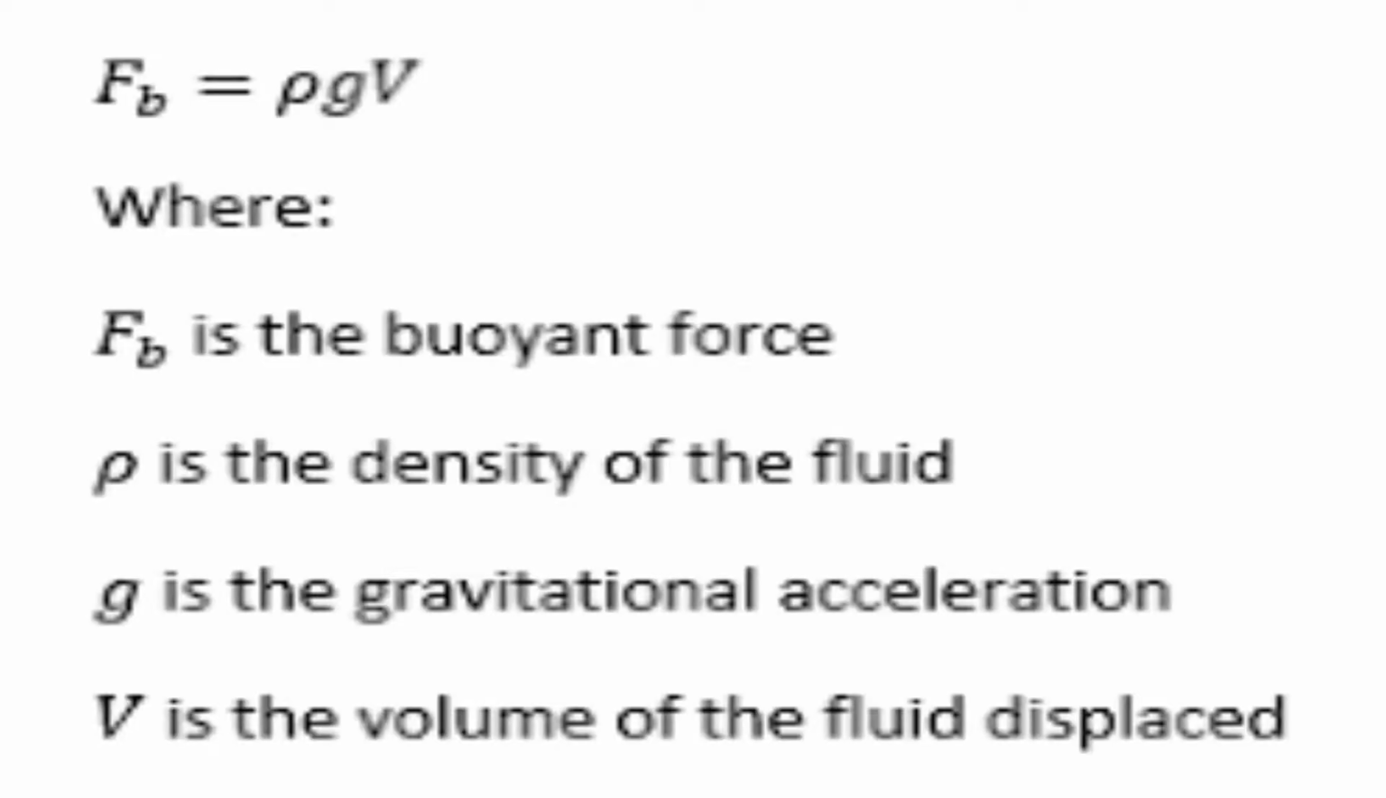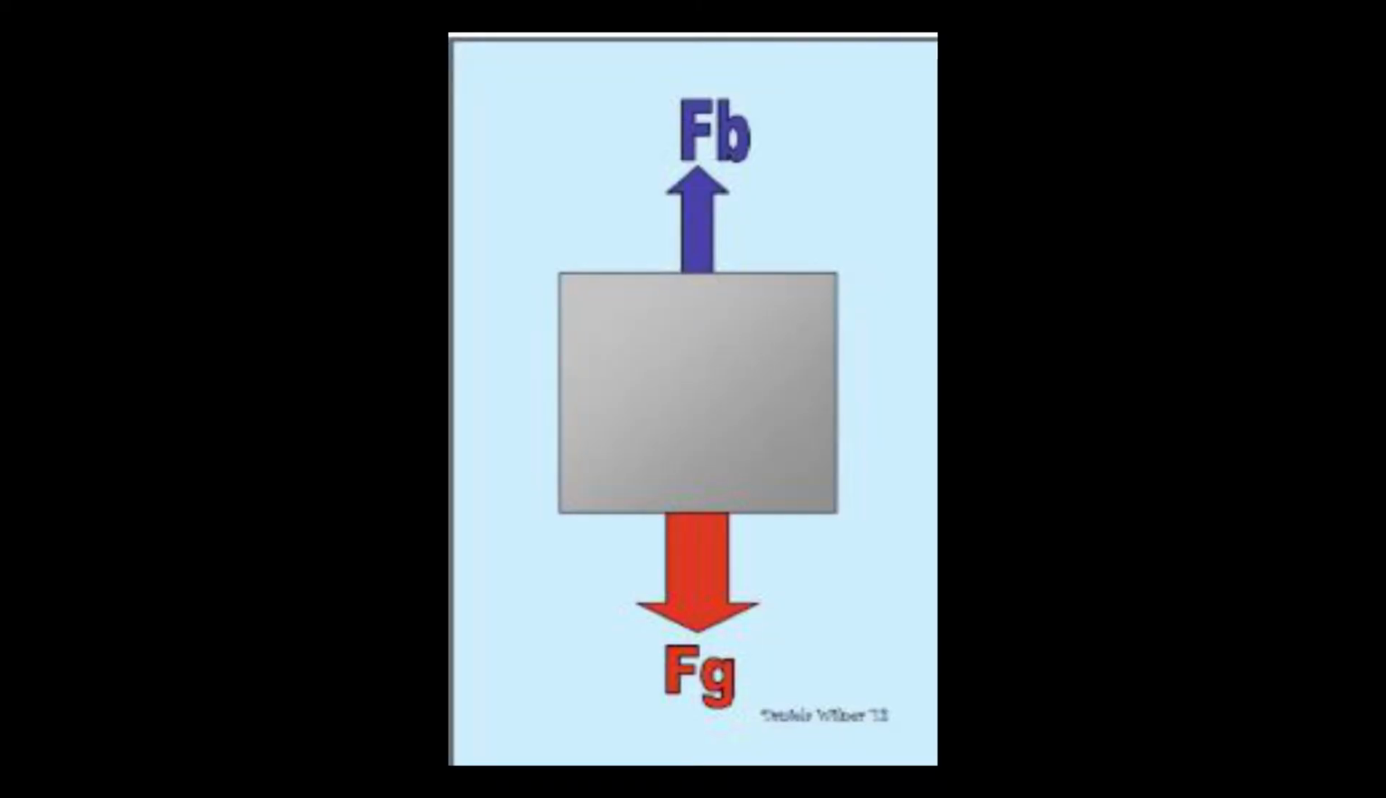So, the serious science behind this is this equation, FB equals PGV, where we multiply the density of the fluid by the gravitational acceleration and the volume of the fluid that is displaced, which we measure by how much would flow over the top of the pot, and we can figure out the buoyancy force. And if the buoyancy force is greater than the weight force, we know it'll float.